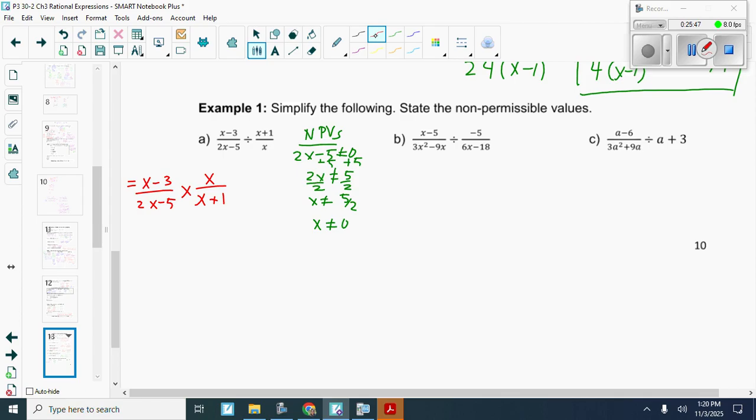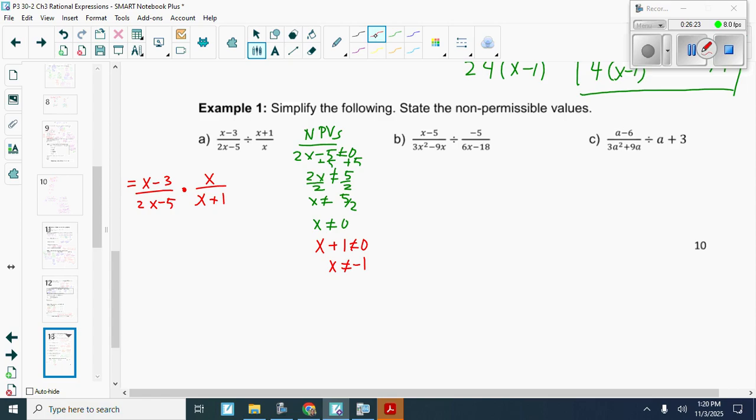Guys, this multiplication, when I look at it, kind of confuses me. It looks like my x. If that's the same for you, you're welcome to use a nice dot, because that also means multiplication. So I'm going to start using the dot to show my multiplication. At this point, I have just flipped my second rational expression, so I just introduced a new non-permissible value. We have to add that to the list. x plus 1 cannot equal 0, so x cannot equal negative 1.